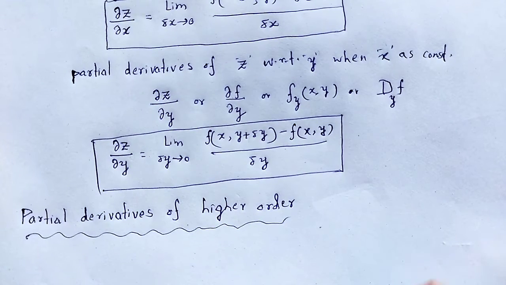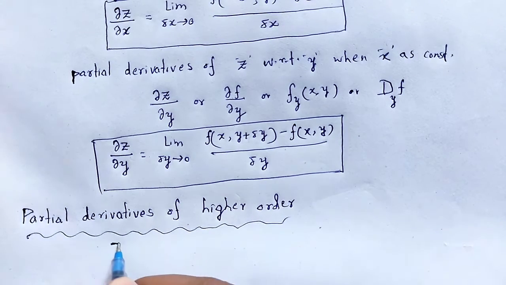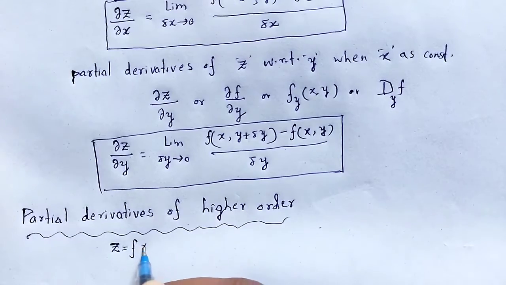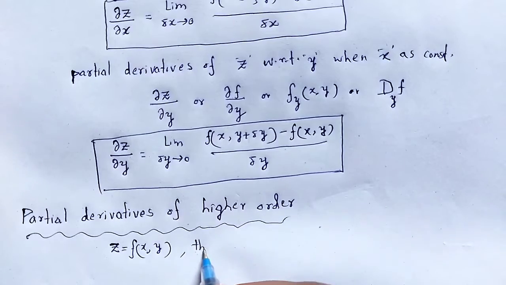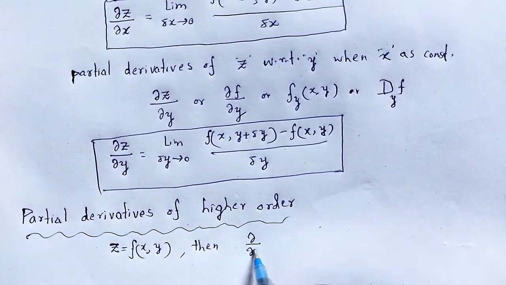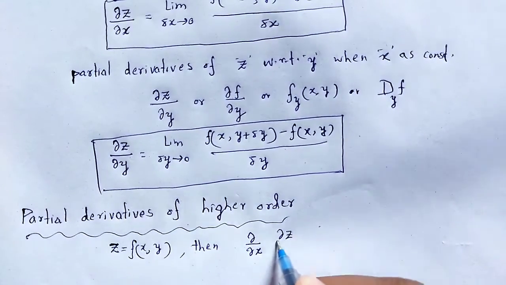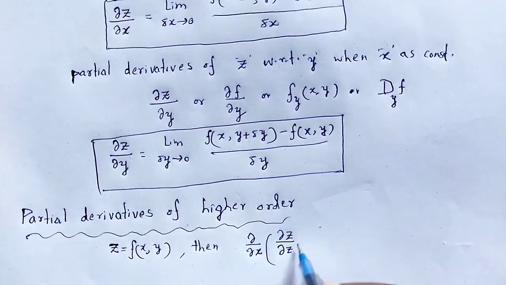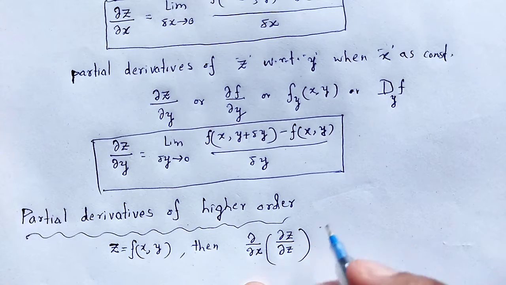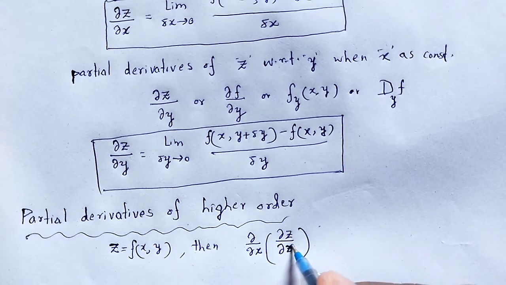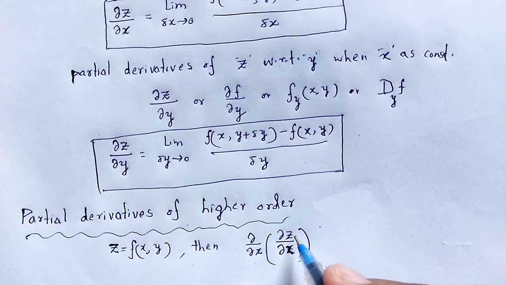Higher order in the sense we again differentiate with this to another function. Let our function be z equal to a function f of x y, that is a two variable function. Then del by del x of z, that is the partial derivative of z with respect to x, whereas y is treated as constant.